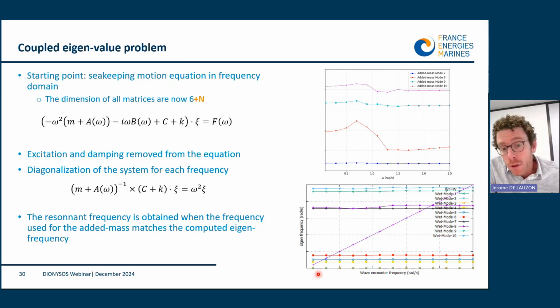So on top, you have the added masses for the 4 elastic modes that depend on the frequency. And then in the bottom, you see we try to match the frequency that is used for the added mass on the x-axis and the eigenfrequency that we obtain when performing the diagonalization of the system.